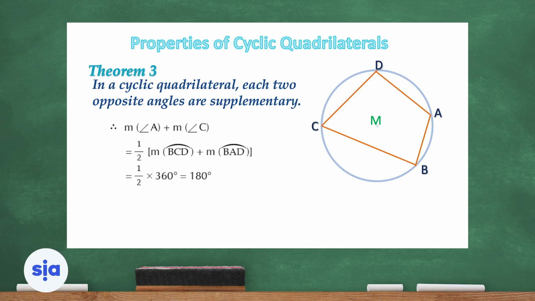Measure of angle A plus measure of angle C, these are two inscribed angles. So their measure is equal to half the sum of the two arcs BCD and BAD. So measure of angle A plus measure of angle C equals half the measure of arc BCD plus the measure of arc BAD. So it's half of 360, which is 180 degrees. This proves our theorem that in any cyclic quadrilateral, each two opposite angles are supplementary.